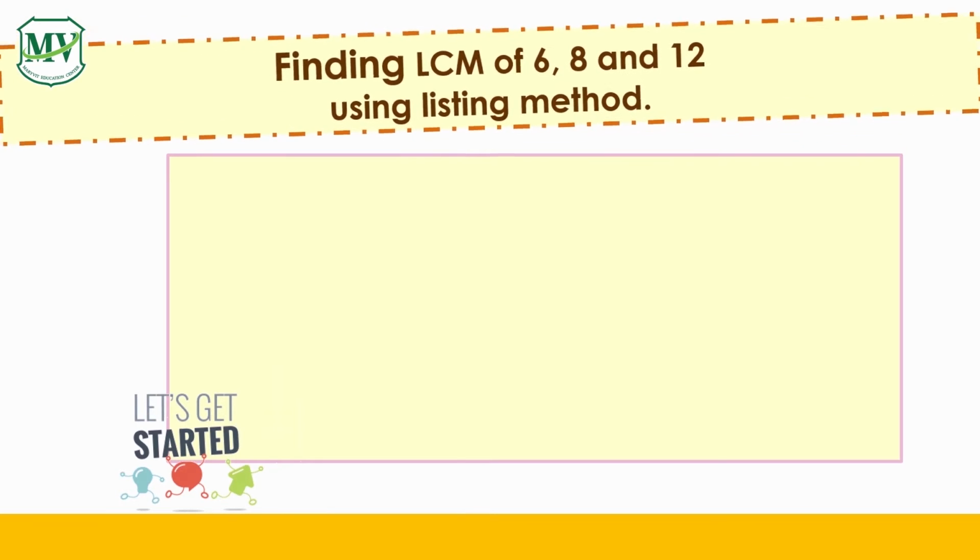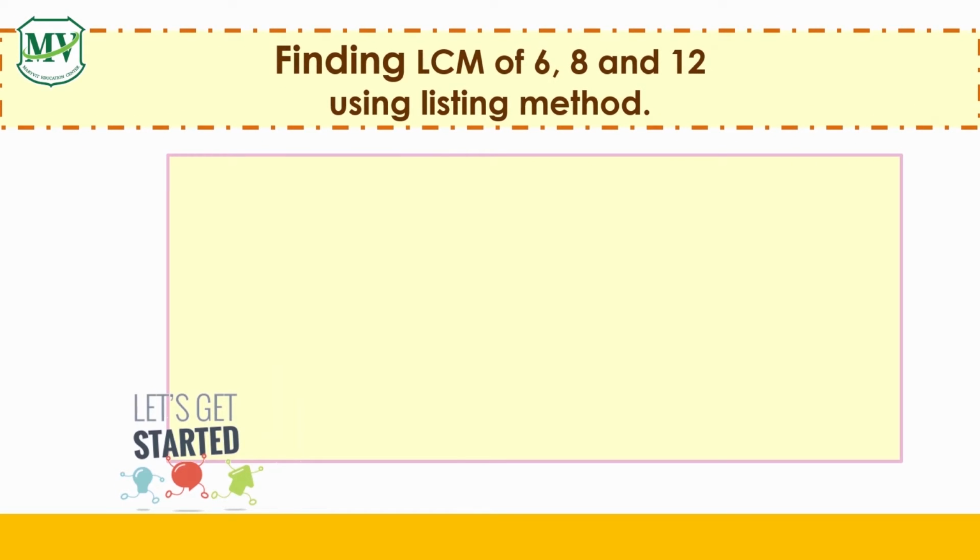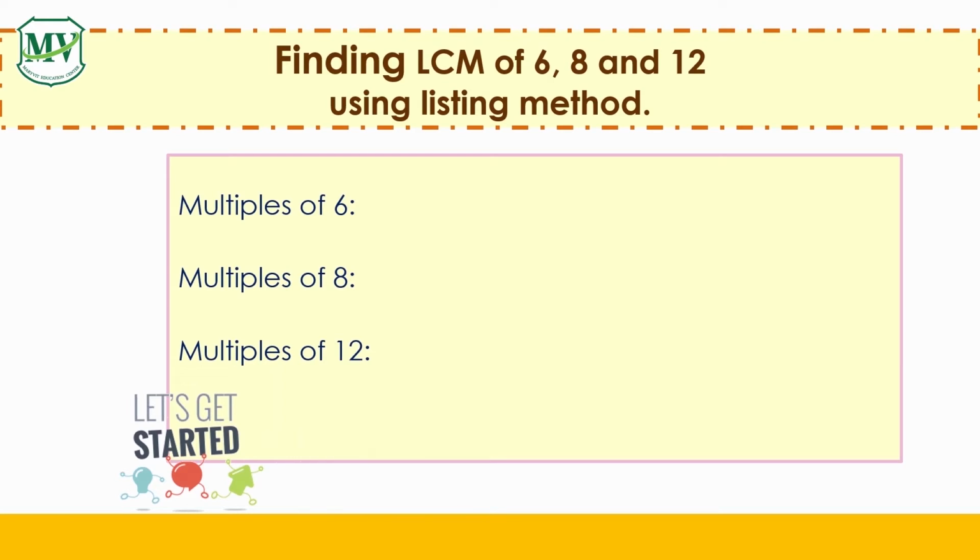We will find the LCM of 6, 8, and 12 using listing method. Do you remember how to do listing method? Wow, you have a very good memory. Listing method is writing the multiples of 6, 8, and 12. What are the multiples of 6? Yes, it's 6, 12, 18, 24, 30, 36, 42, 48, 54, 60, 66, and 72.